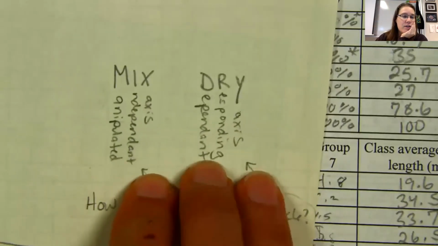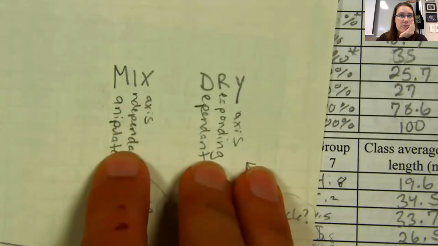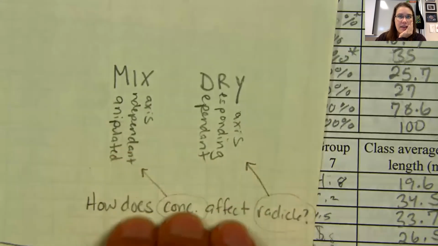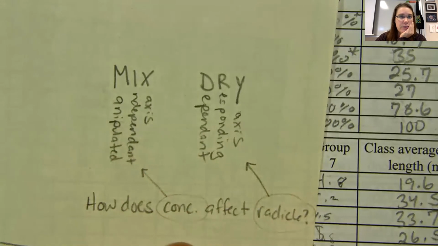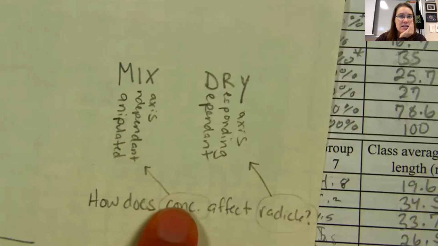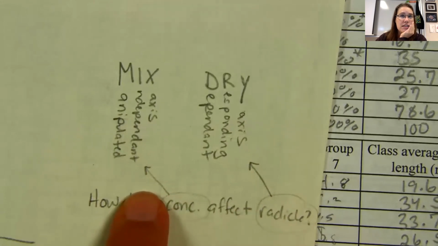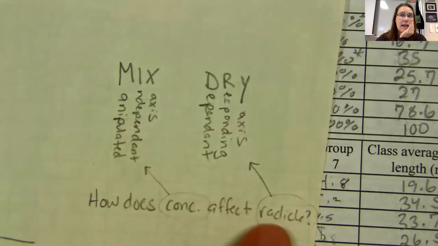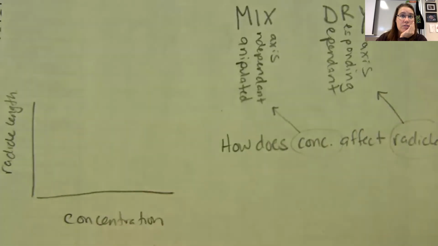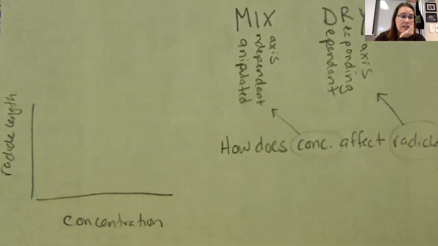There's this thing called MIX DRY. MIX is manipulated, independent, and x-axis. All those are the same thing. And DRY is dependent, responding, and y-axis. What we're looking at here is how does concentration affect radical length? The thing that you're changing is concentration. The thing that you are measuring is the radical length. So the concentration is going to be on your x-axis. The radical length is going to be on your y-axis. So you're going to make a graph with concentration on the x-axis and radical length on the y-axis.